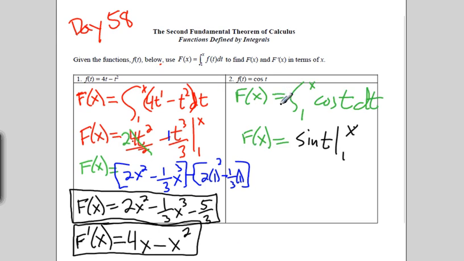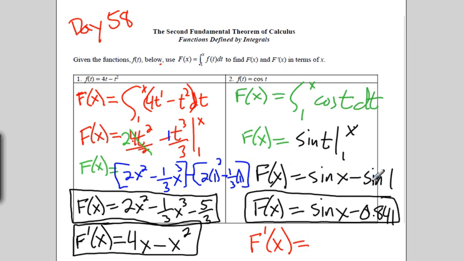Okay, so they're just asking us to find the integral of cosine of t, which is sine of t. Let's use the fundamental theorem of calculus and evaluate this from 1 to x, which tells me I'm going to put in the upper limit first. So it's going to be sine of x minus sine of 1. When I clean that up a little bit, and put in sine of 1 in radians, we get the antiderivative is sine x minus 0.841.